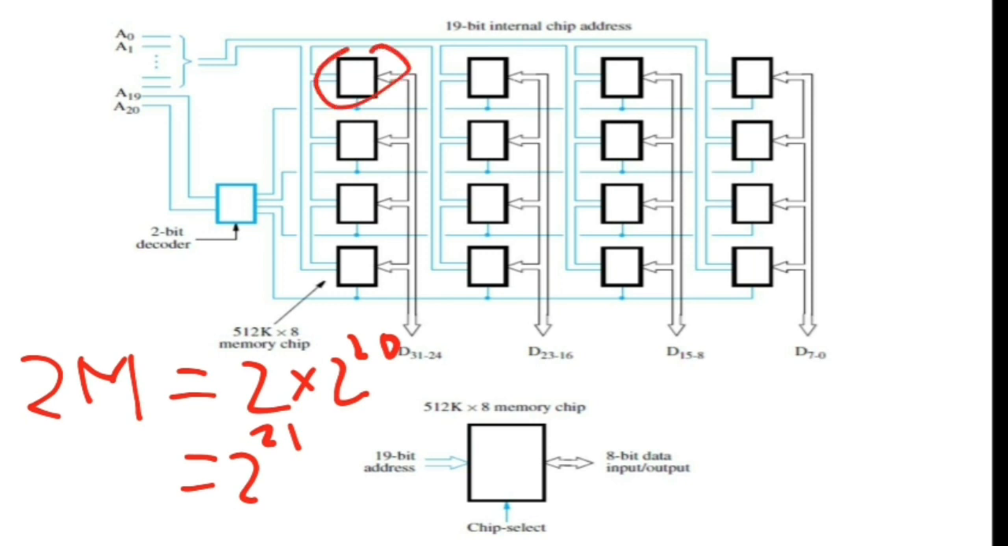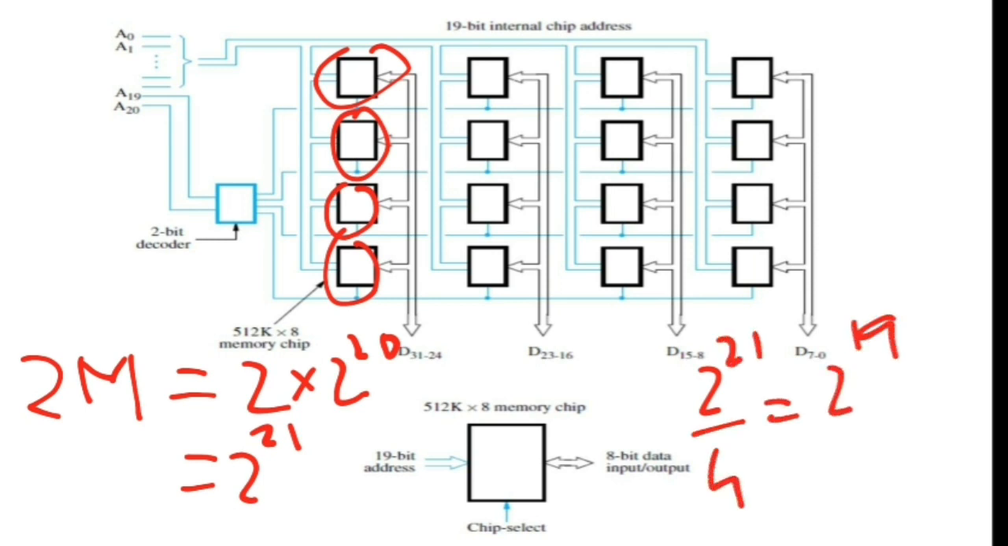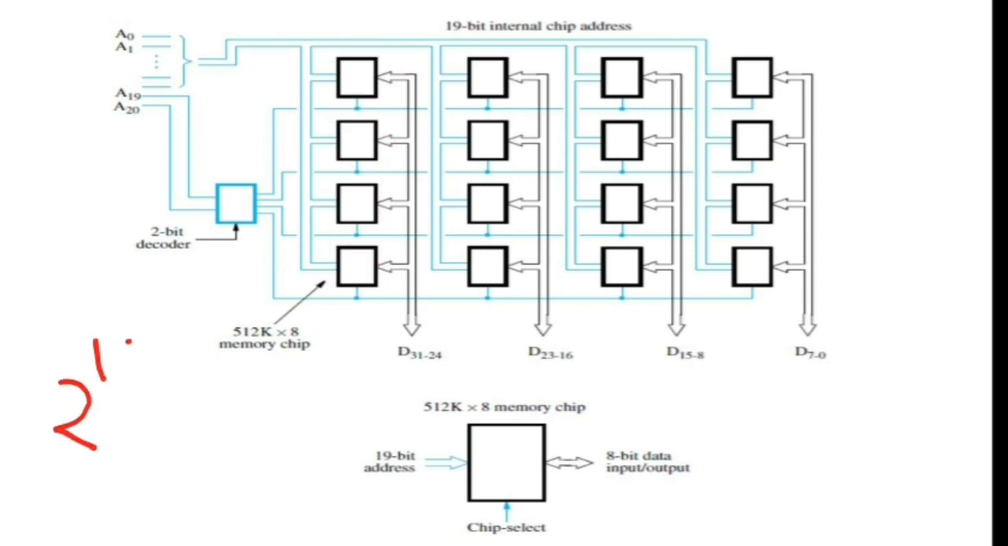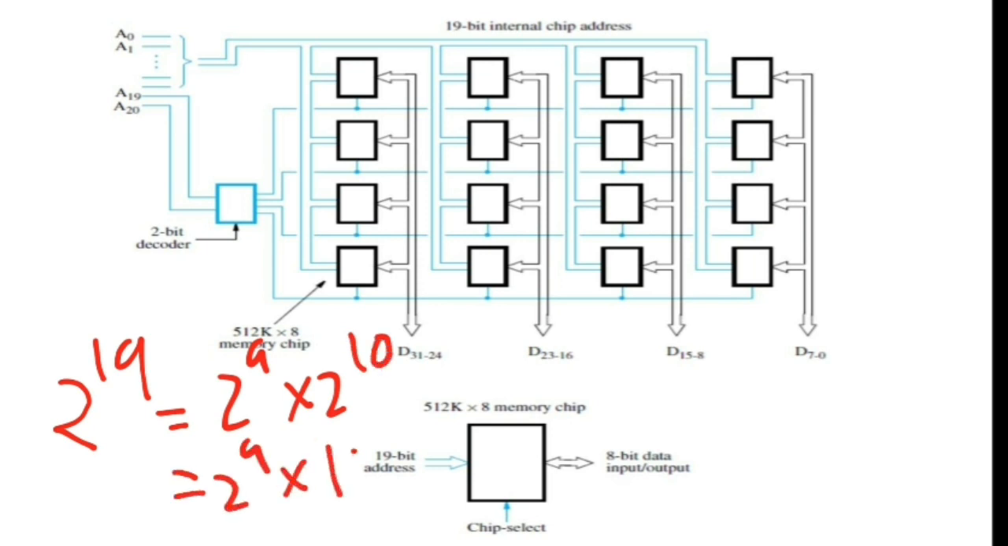Now dividing into 4 parts, how much will I get? If I divide 2 raised to 21 by 4, that is 2 raised to 19. So for each of these there will be 2 raised to 19 rows. The total number of rows is 2 raised to 21, and if I divide, each will be 2 raised to 19 rows. 2 raised to 19 can be written as 2 raised to 9 times 2 raised to 10. That can be written as 2 raised to 9 times k, because 2 raised to 10 is k, right? So 2 raised to 9 is 512k.